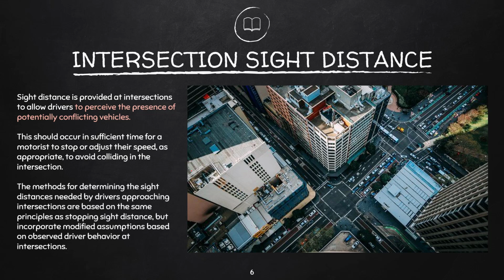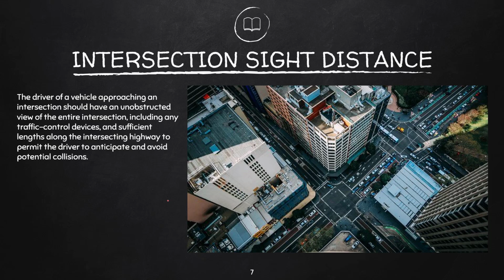The methods for determining the sight distances needed by drivers approaching intersections are based on the same principles as stopping sight distance, but incorporate modified assumptions based on observed driver behavior at intersections. So all of the different sight distances are basically based on the ideas of the stopping sight distances.